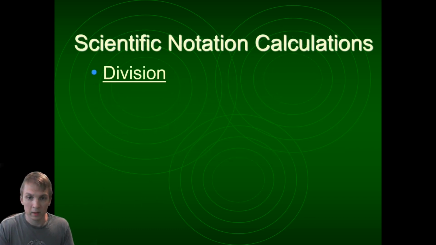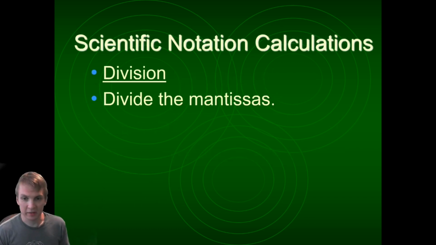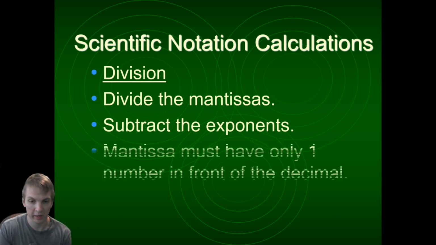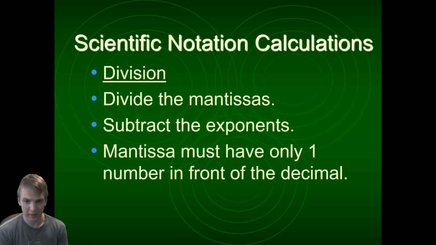All right? Division is just as easy as multiplication. You are going to divide the mantissas instead of multiplying them. And in a multiplication, we added the exponents, so you can probably guess what we're going to do in a division. We are going to subtract the exponents. You're always going to do the bigger exponent minus the smaller exponent. And just like in multiplication, the mantissa must have only one number in front of the decimal.